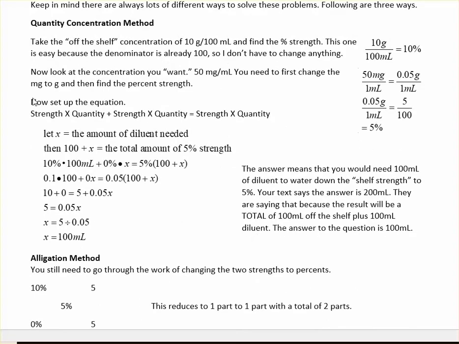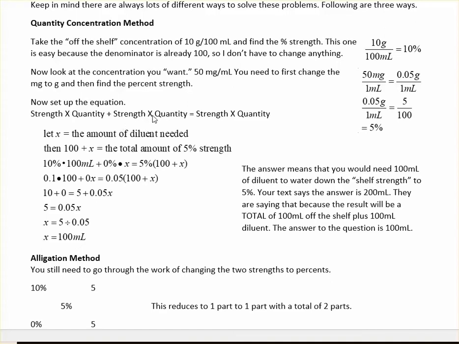So now I'm going to set up this equation: strength times quantity plus strength times quantity is equal to strength times quantity. This is the off-the-shelf stuff. This is the diluent. This is the ending concentration. So I'm saying let X equal the amount of diluent that you're going to be adding to this. It could be sterile water or who knows what they're adding.